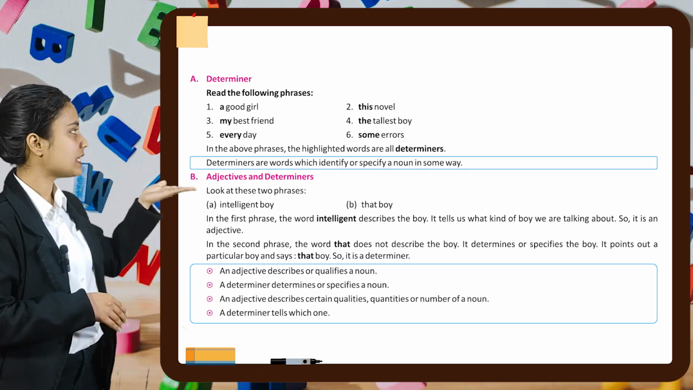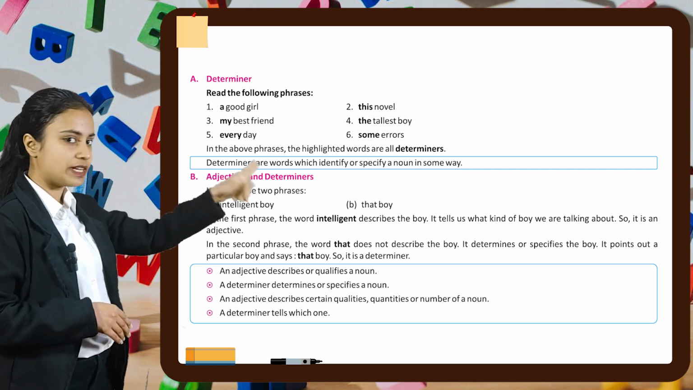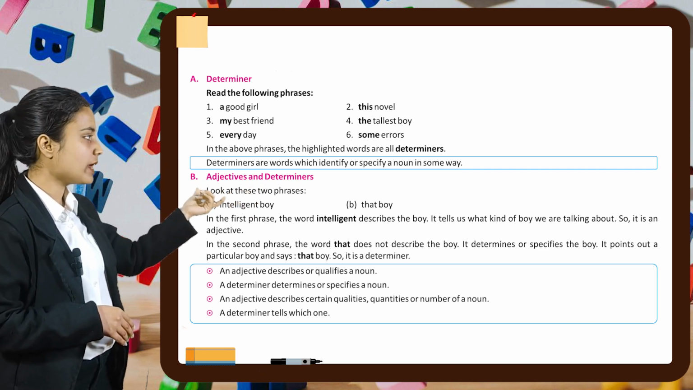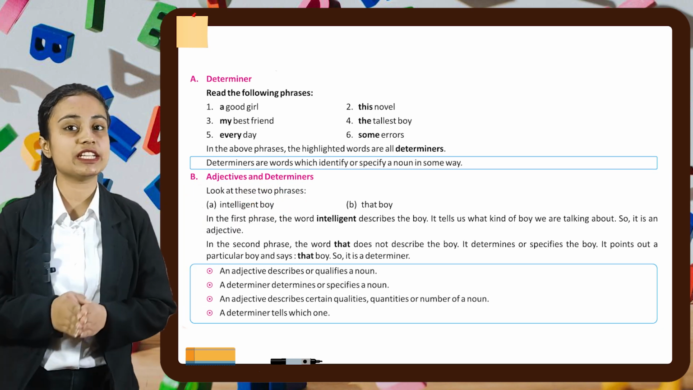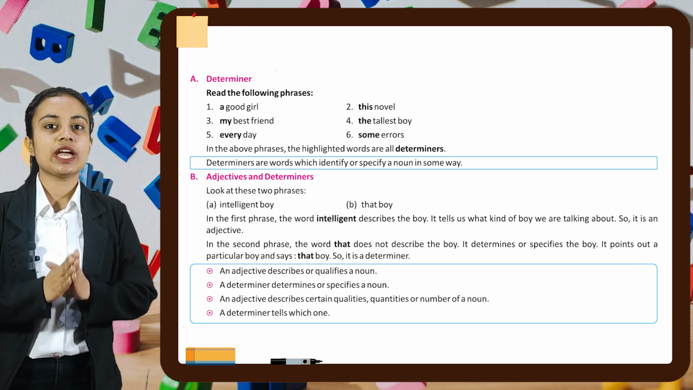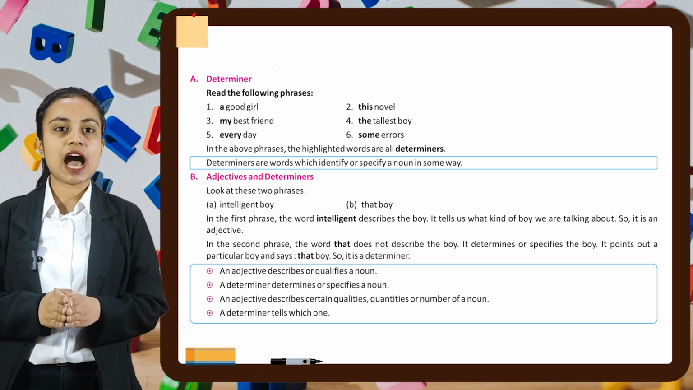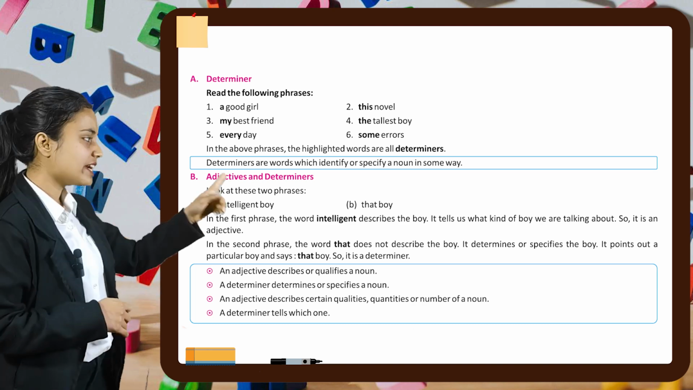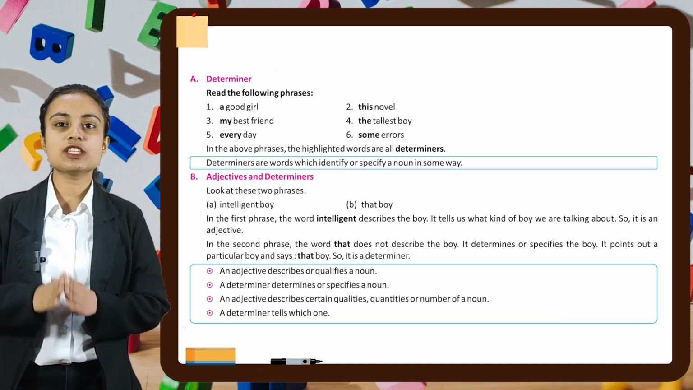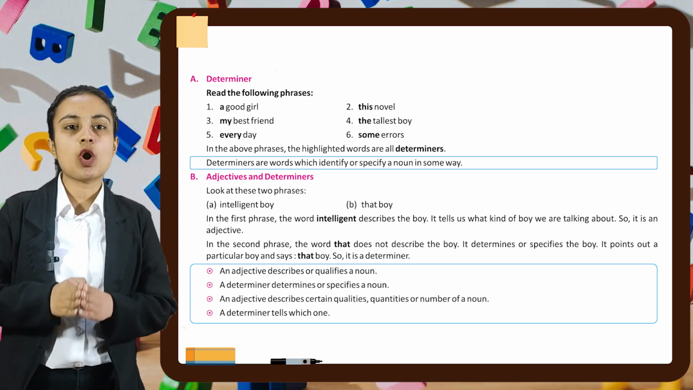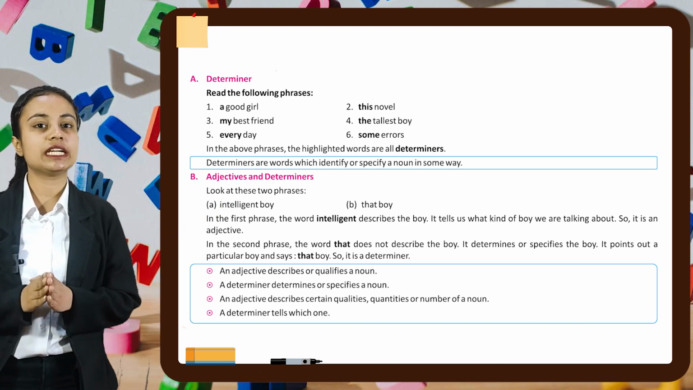Now, part B tells us the difference between adjectives and determiners. Look at these two phrases. First is intelligent boy and second is that boy. In the first phrase, the word intelligent describes the boy. It tells us what kind of boy we are talking about. So it is an adjective. In the second phrase, the word that does not describe the boy. It determines or specifies the boy. It points out a particular boy and says that boy. So it is a determiner.